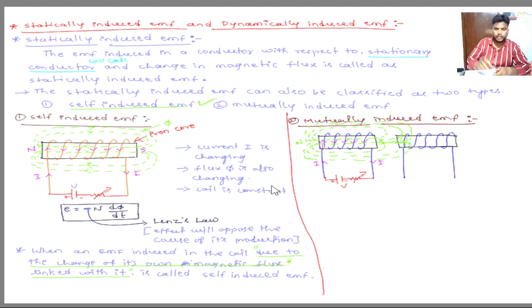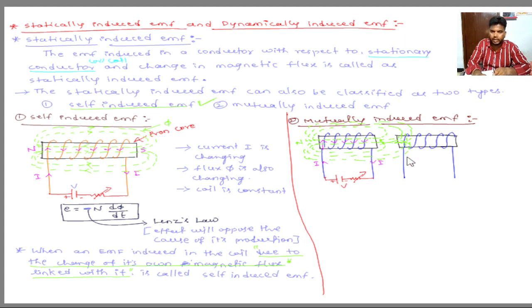Observe clearly, only the first coil is connected to the supply. Because of this supply, current is flowing in the coil. When varying this variable resistor, the current is also changing, so this magnetic flux is also changing. The change in magnetic flux is linking with this first coil. Therefore, the EMF induced in the first coil is what we call self-induced EMF.